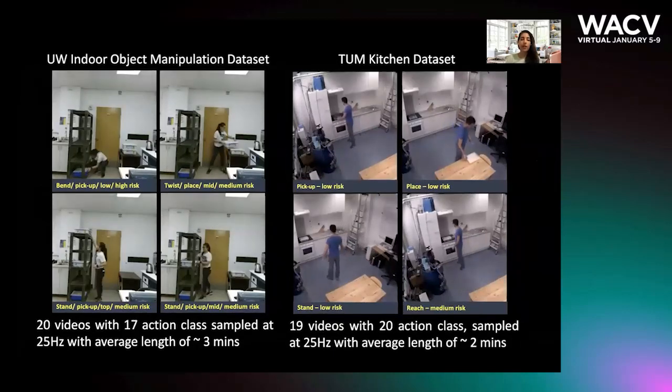We are testing our algorithm on the University of Washington indoor object manipulation dataset as well as the Technical University of Munich kitchen dataset. As you see in the TUM dataset, the camera angle is from the top and there is a lot of self-occlusion happening. And therefore, the quality of pose information is not high. And we intentionally use this dataset to show that graph-based convolutional networks cannot perform well on these types of datasets when we don't have good quality pose information.